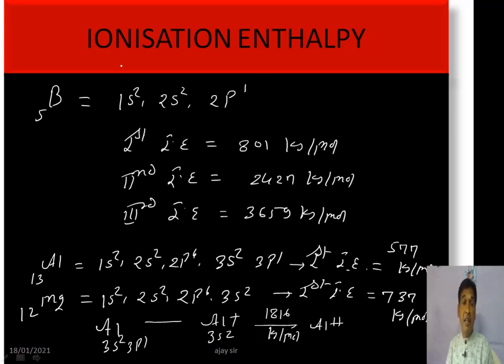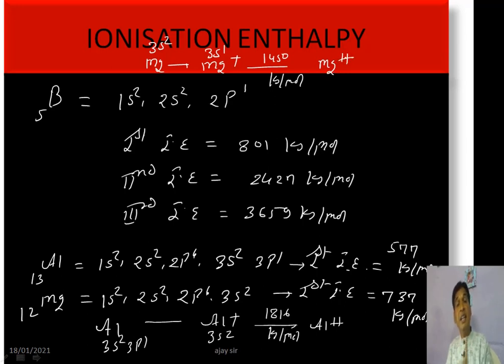in the case of magnesium, when one electron is ejected from magnesium, magnesium changes into magnesium monovalent ions and the configuration is 3s1. Earlier it was 3s2, now 3s1. The required energy is only 1450 kilojoule per mole and magnesium changes into magnesium divalent ions. It means the second ionization enthalpy of magnesium is more than the first ionization enthalpy of magnesium.